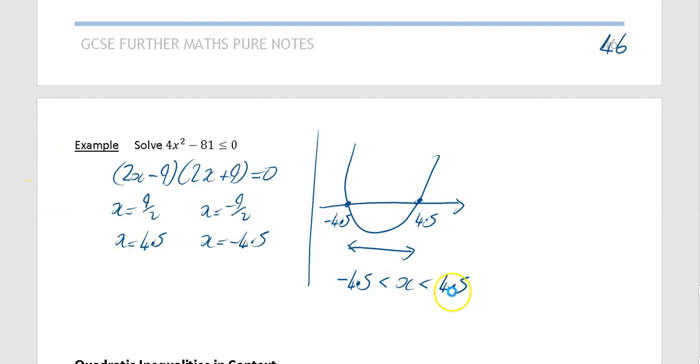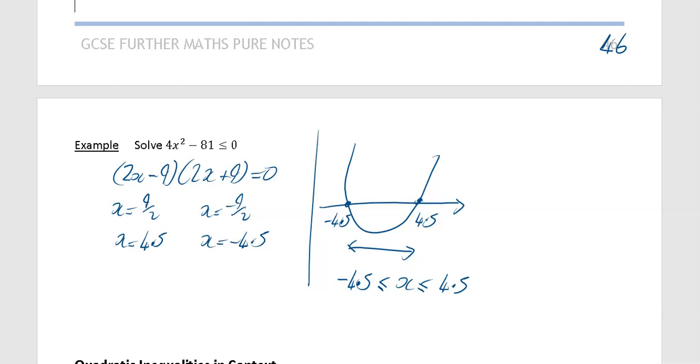And read the question again. I think that's right. Read the question again. Oh, no, it's not right. You've got to check. It's a less than or equal to here, so you need to add the equals bit to both of those. So I would have lost a mark there because I hadn't checked. If I hadn't checked, so go back and add those in, and that is your answer.